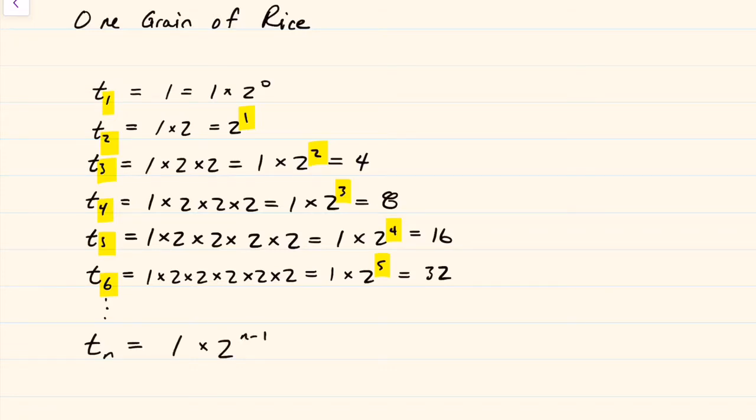So if it's Tn, 1 less than n is n minus 1. So a general formula for this sequence is 1 times 2 to the power of n minus 1, but it's always first term times the common ratio to the power of n minus 1.